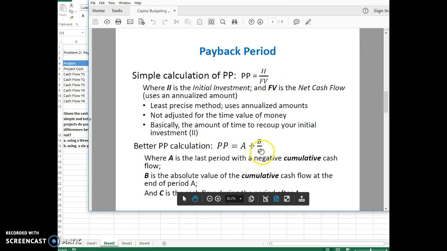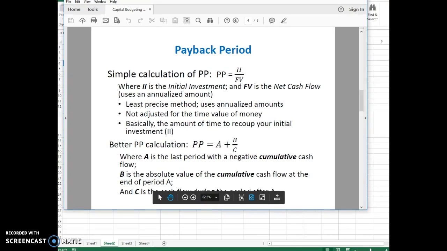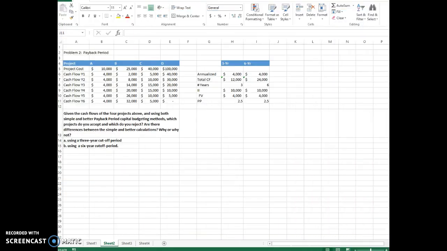it equals A plus B over C, where A is the last period with a negative cumulative cash flow. B is the absolute value of the cumulative cash flow at the end of period A. And C is the cash flow. I can't read it with that thing in the way. Anyways, we'll get to that.